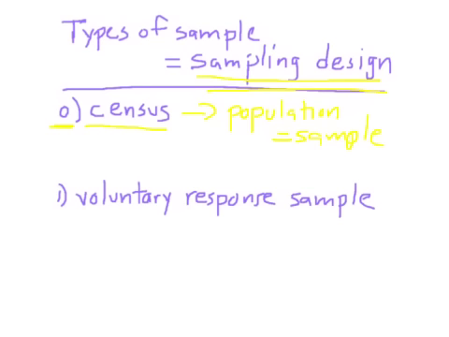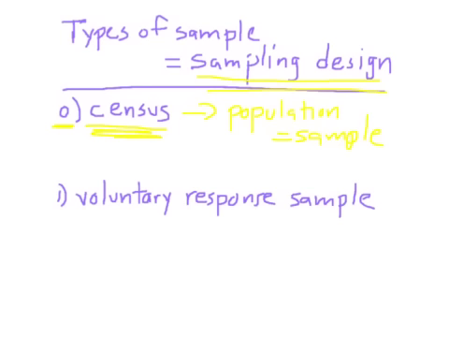Why are censuses really good? Why don't we take censuses a lot? Well, because in many cases, the population is just way too large. It's just not really feasible to ask every single individual. So a census is great, but usually the downside of a census is that it can be really expensive, really time-consuming, and just difficult in practice to do.